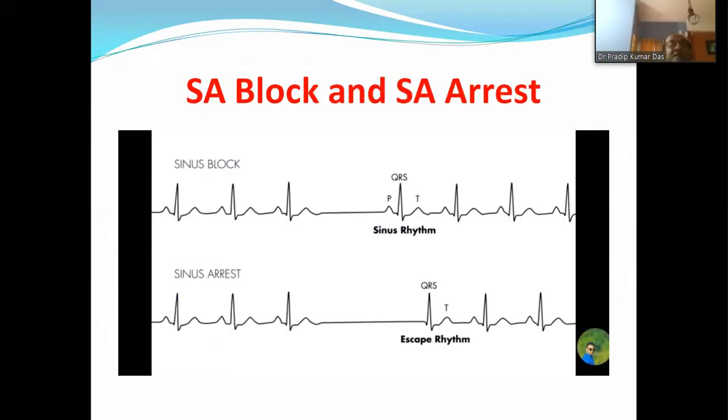Here are the two ECGs for sinoatrial block and arrest. You can see here there is a long pause, and after that there is again a sinus rhythm. In case of arrest, here is the last sinus beat and pause. This is the escape rhythm. As it has not originated from the sinoatrial node, there is no P.